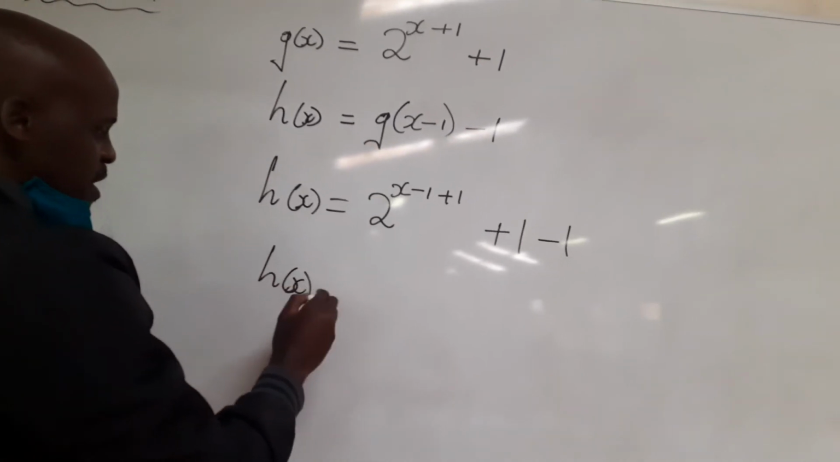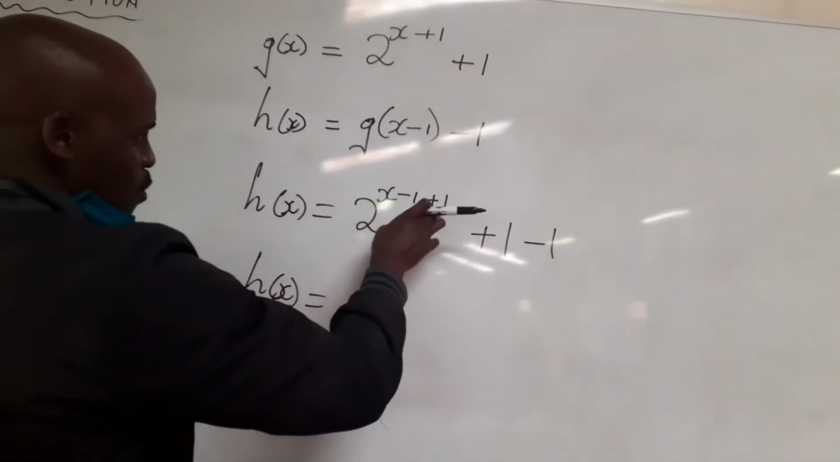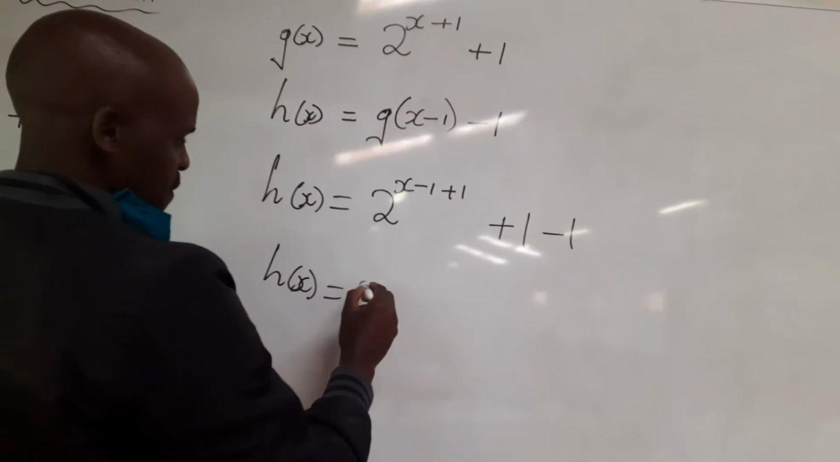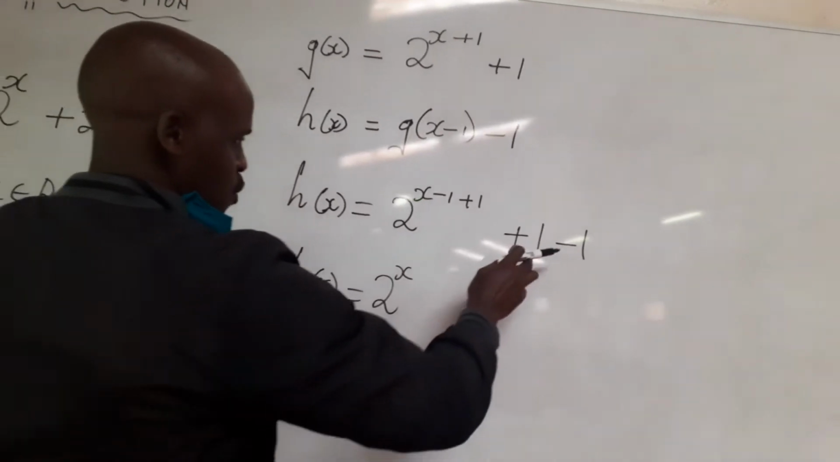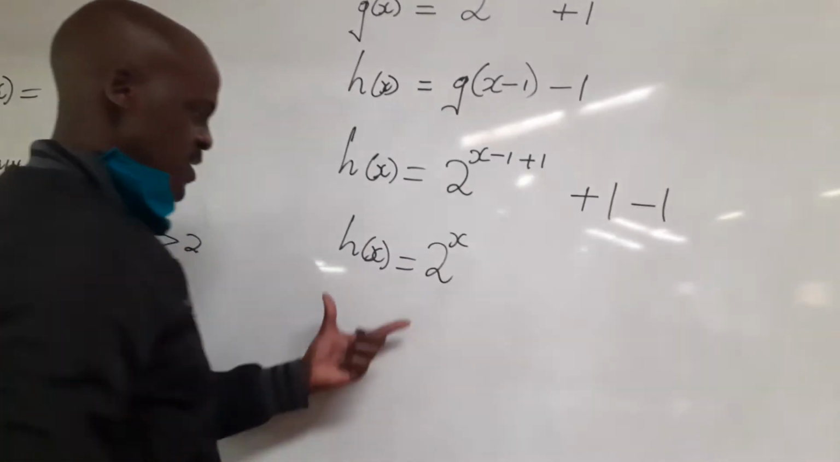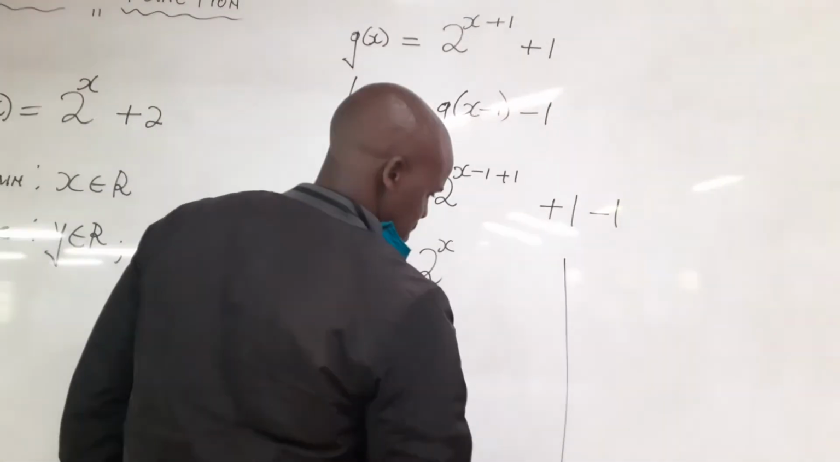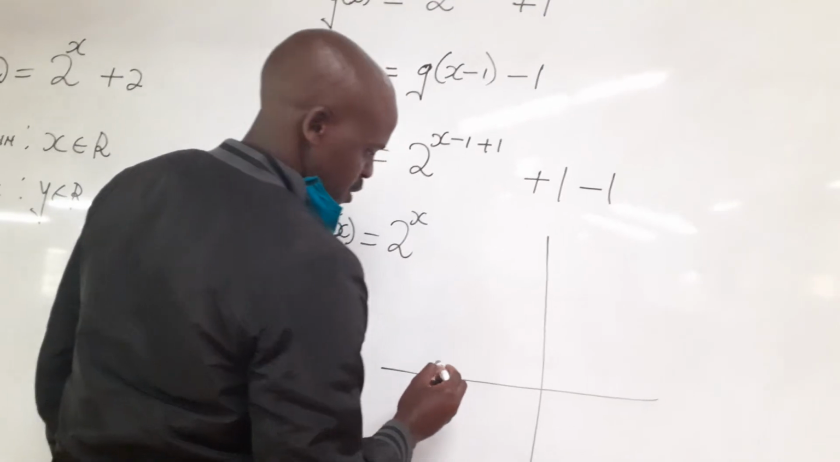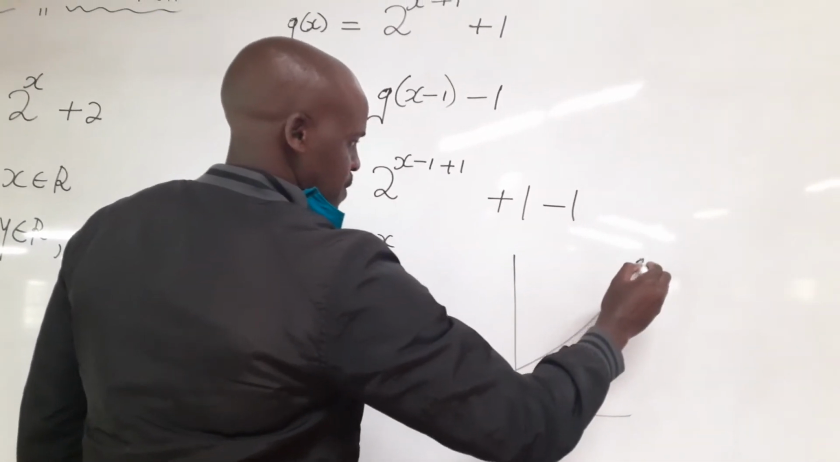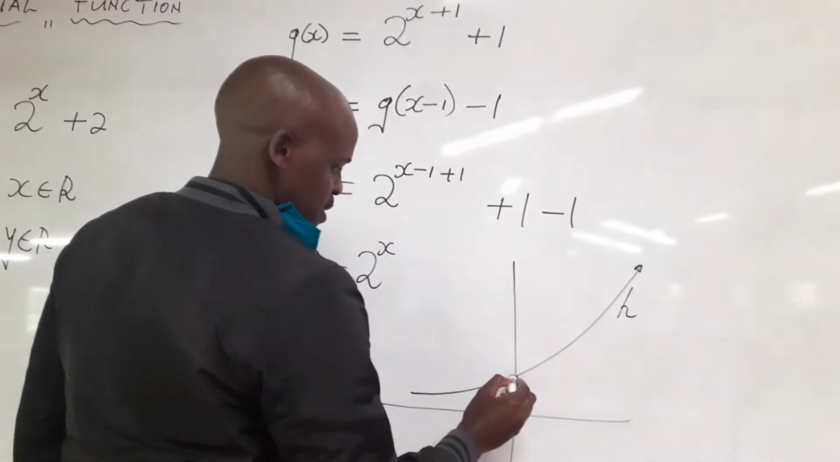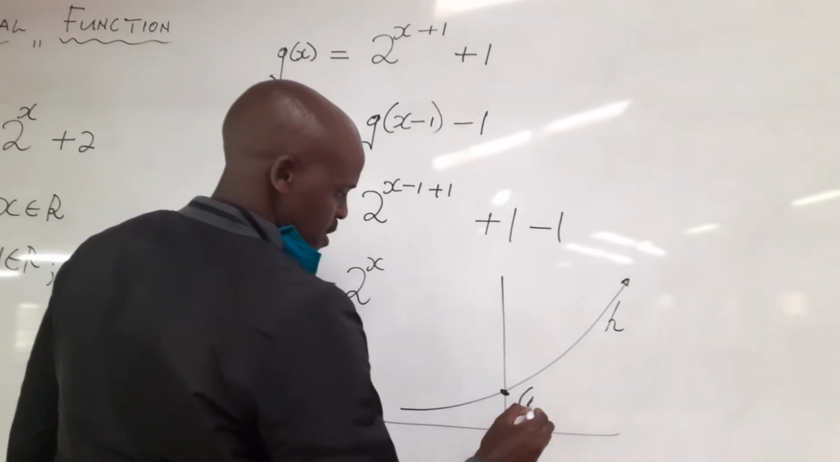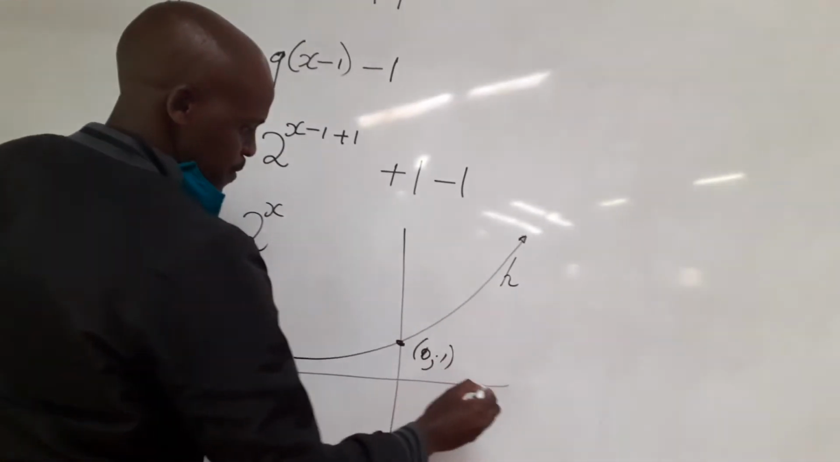So the function of h now will be given by 1 minus 1, it's 0. Therefore, it's 2 exponent x. 1 minus 1 is 0. So that's the new equation. So to sketch this graph, obviously, it's an increasing one. It will be looking like that. That's the function of h, with 0 to 1.